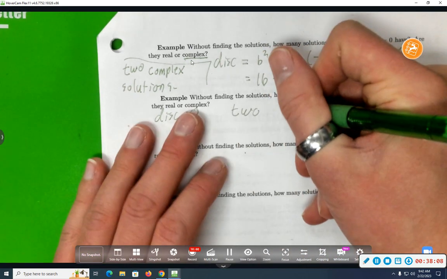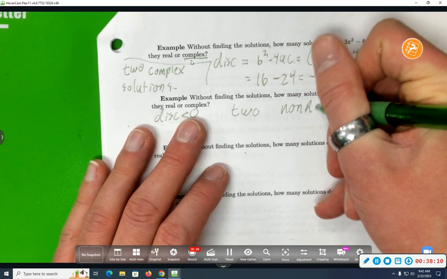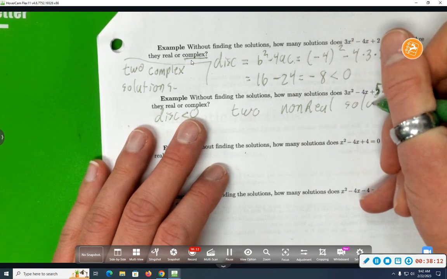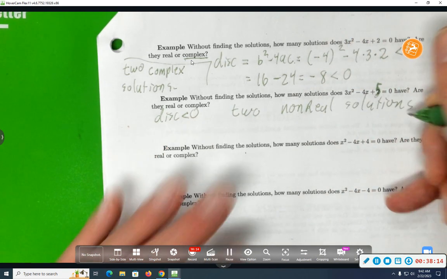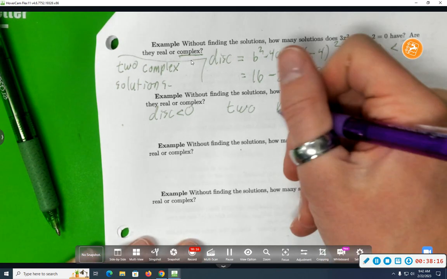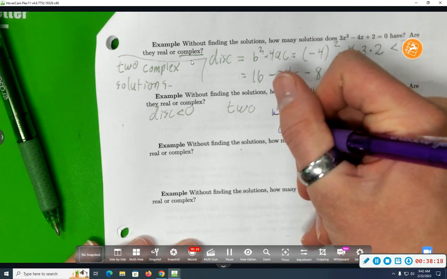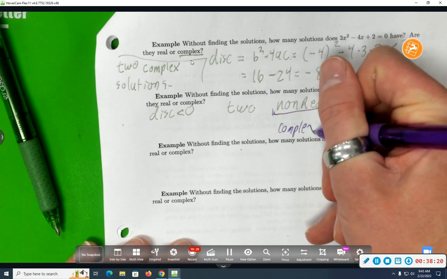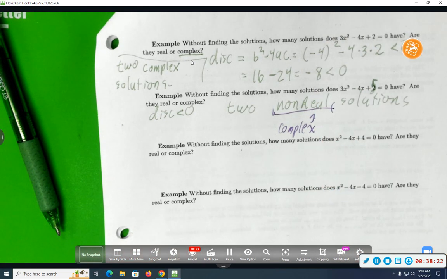Two non-real solutions. Which is the more correct thing to say than complex, because every real number is also a complex number. But if you say it's a complex number, chances are people will infer that you mean a non-real complex number. Neato. So like on homework, I'd be perfectly happy if you said complex.